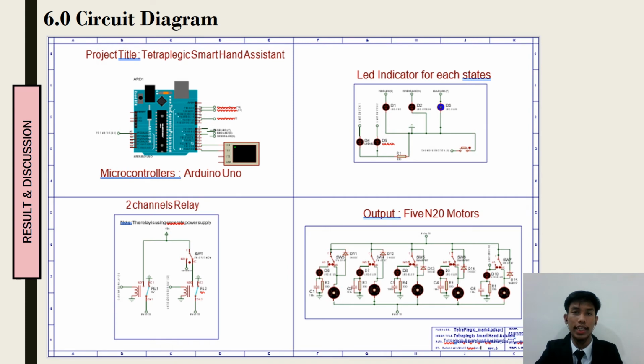So this is the circuit diagram created from the Proteus software. In this project, we use an Arduino Uno as a microcontroller and input from the push button to generate an output to the motor. To control the high voltage and current load, a relay is used. It is designed to interface with the microcontroller.